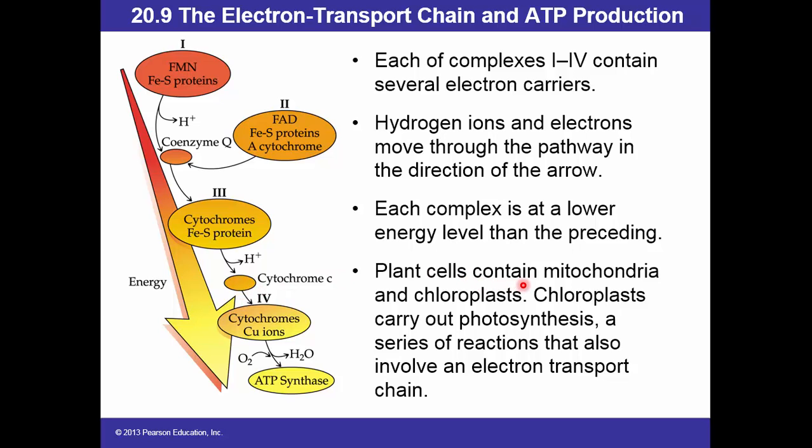Now plant cells contain mitochondria and chloroplasts. Chloroplasts carry out photosynthesis, a series of reactions that also involve an electron transport chain.